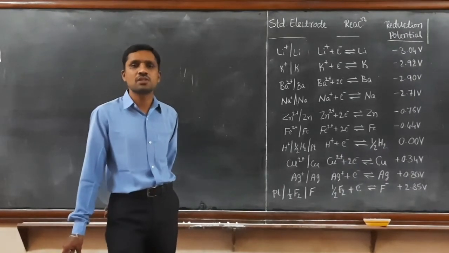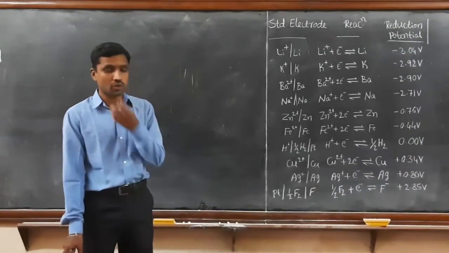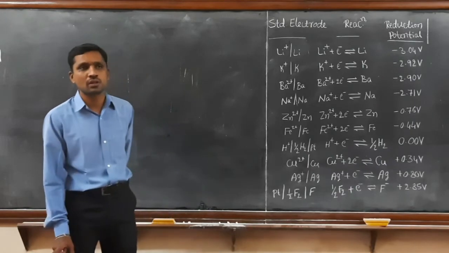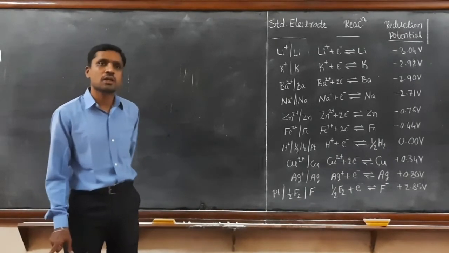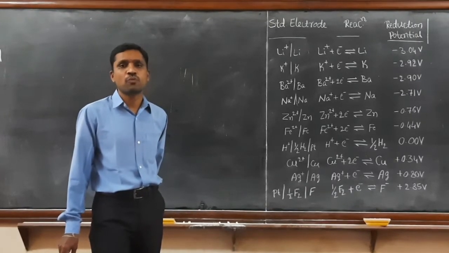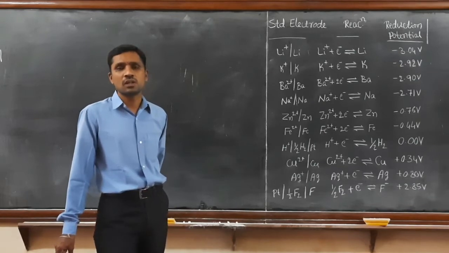Some of the limitations of the standard hydrogen electrode are: it is difficult to maintain 1 molar concentration throughout the experiment, it is difficult to maintain 1 bar pressure, and the standard hydrogen electrode consists of platinum foil, which is easily poisoned by impurities present in the electrode.